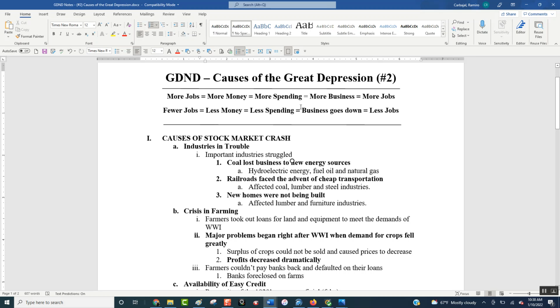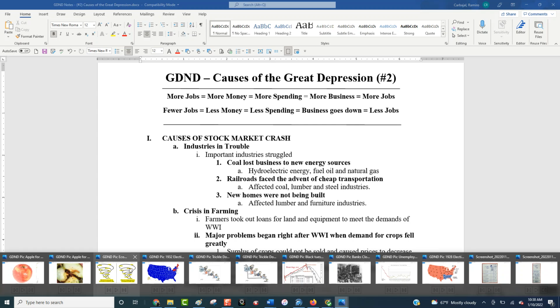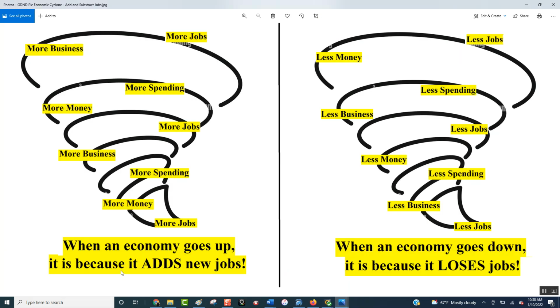Now, these two things right here, this line here at the top and the bottom one, is how you help an economy. This one right here is how you help an economy, and this is how you hurt an economy. All right. Now, as you can see, what it has in common is jobs and money, because both of them will either help or hurt. So I'm going to take this part here, and I'm going to open up this image of the cyclone that I created to explain to you how it goes.